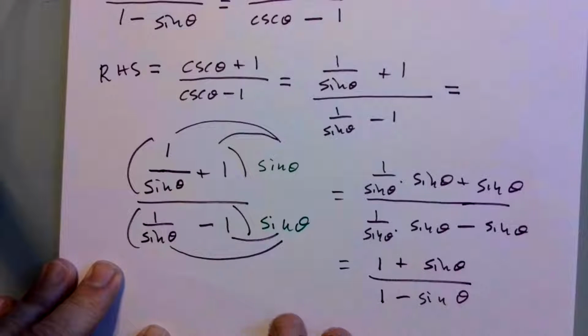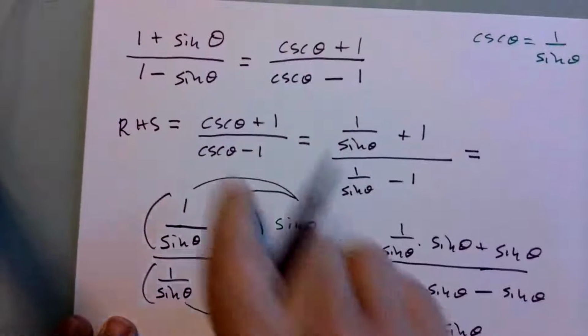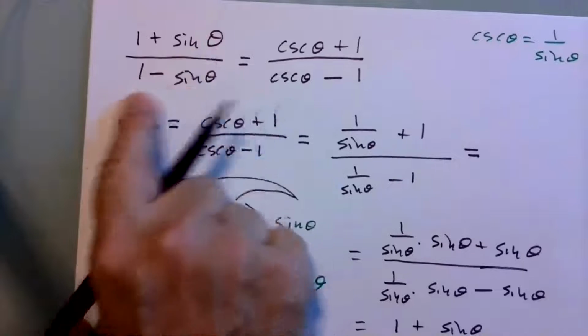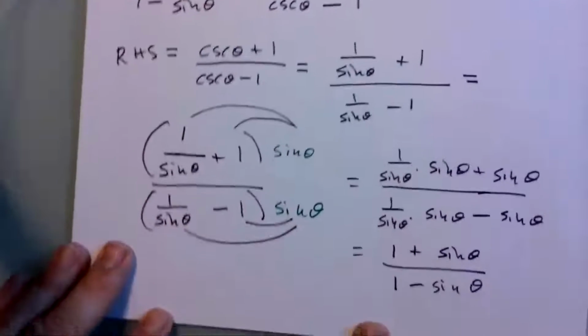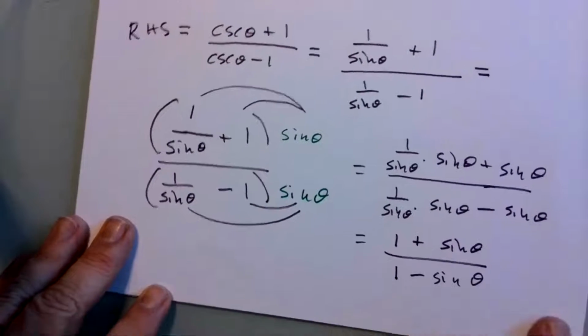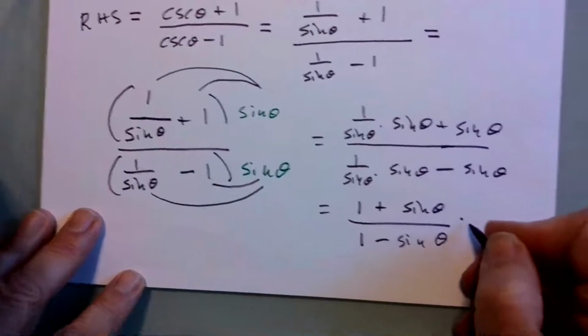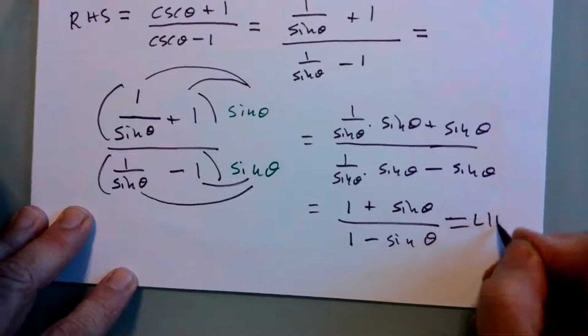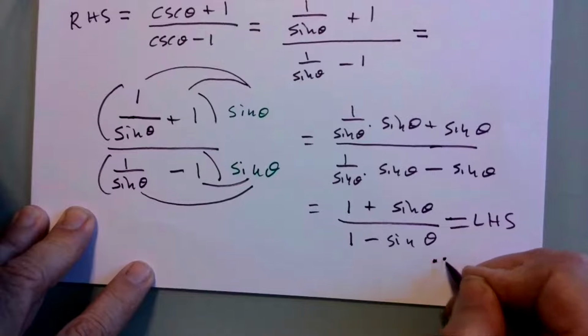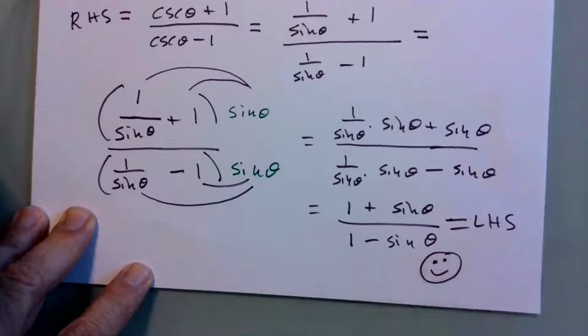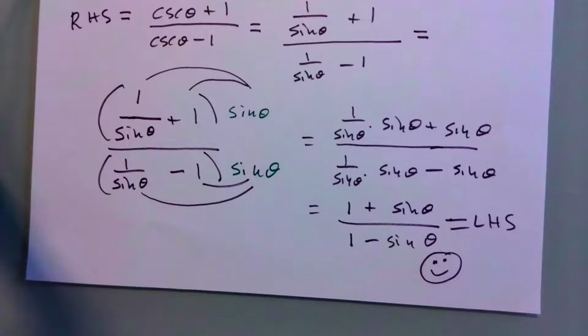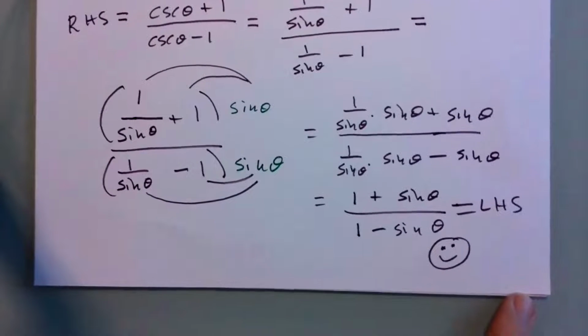And I believe that was the left-hand side of our original question. You see our left-hand side, 1 plus sine theta over 1 minus sine theta. That was our left-hand side. So that will equal left-hand side. Once that's done, the trig identity is proved, and we'll go ahead and put a smiley face.